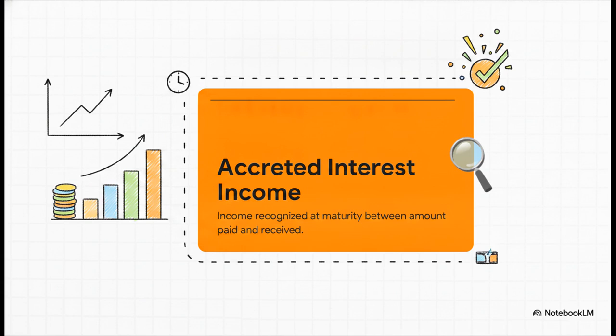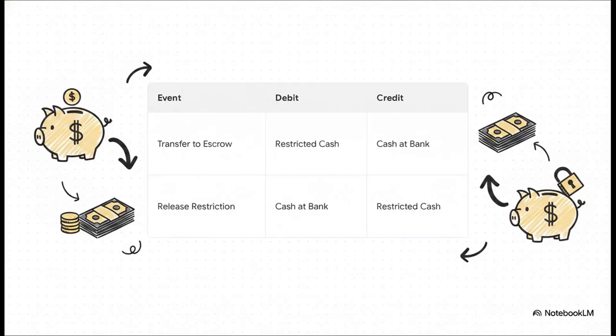The beauty of this is you don't have to guess the value day by day. It all trues up perfectly into income the very second the equivalent converts back to standard cash. Now, for restricted cash, like money sitting in an escrow account, the journal entry is incredibly straightforward. It's purely an asset swap. When you fund the escrow, you decrease your available bank cash with a credit and increase your restricted cash balance with a debit. And when that restriction finally lifts, you simply flip it. Debit cash at bank, credit restricted cash. Notice there's absolutely no income statement impact happening here.